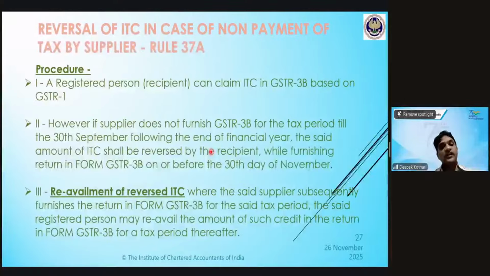Then reversal of ITC in case of non-payment. If he's not paid it, you cannot claim it. That is the same thing what I said. Claim, reverse, and reclaim.